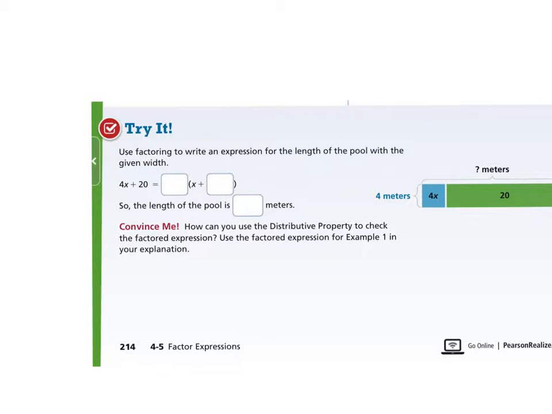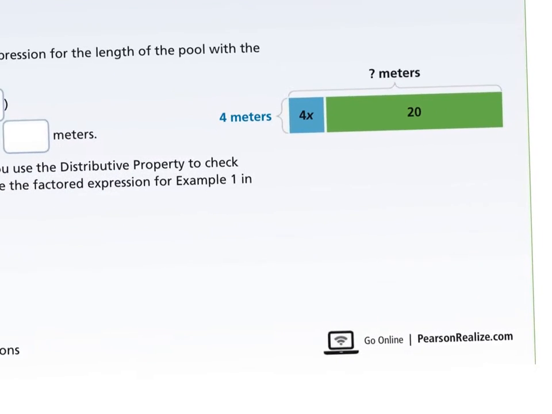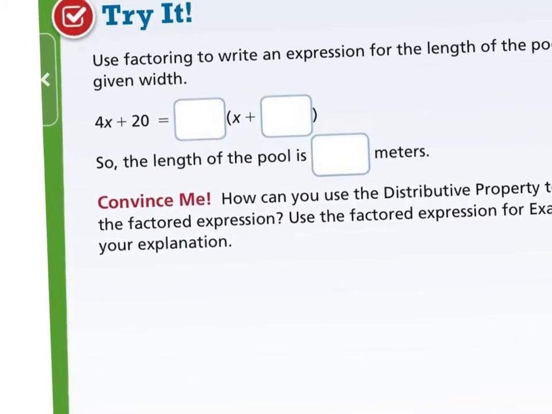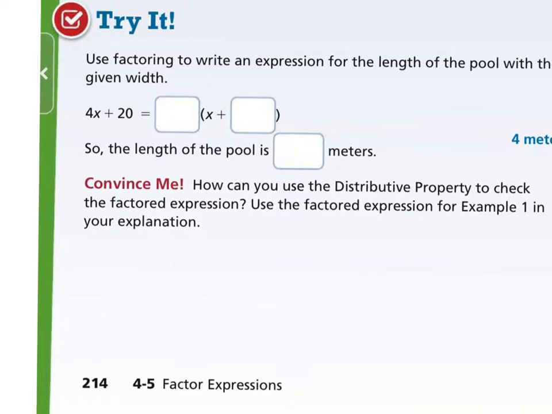So to try it, we have a similar example. Use factoring to write an expression for the length of the pool with the given width. Again, they've got a picture here for you. If that helps you, that's fine. Ultimately, we don't necessarily even have to have the picture in order to work this one out.